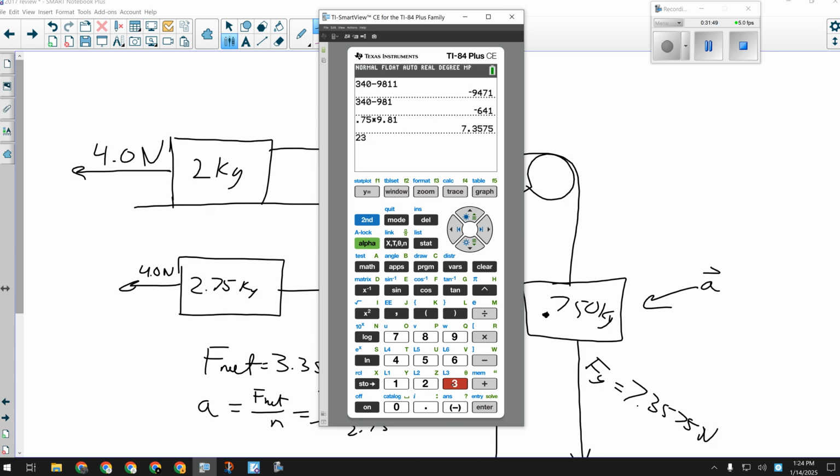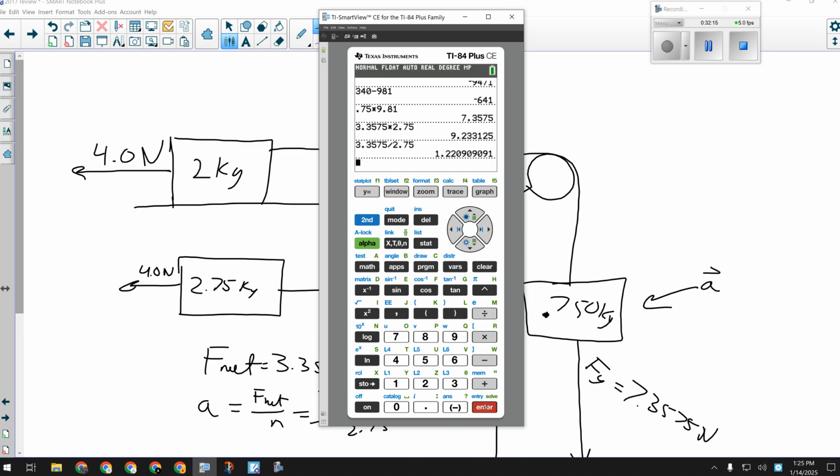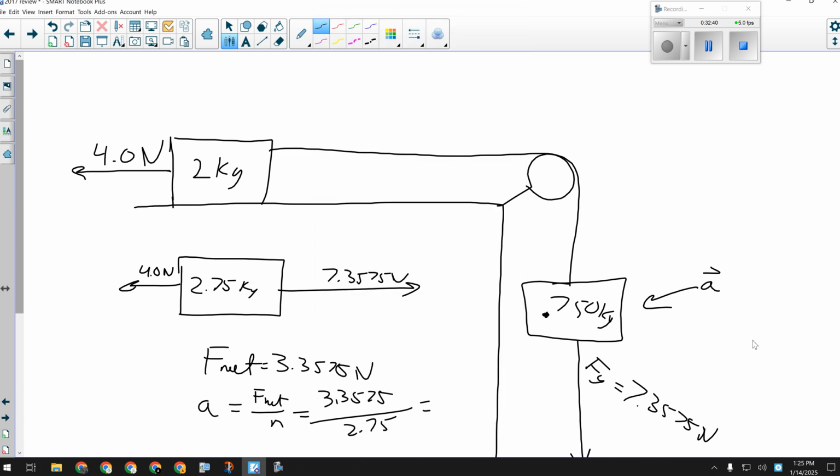So 3.3575, divided by 2.75. Not times, divided by. All right, 1.22 meters per second squared. Down, because I am asking about the mass that is falling. All right, everybody okay with that? Okay, so it's important to know the rules of systems, important to know the rules of inclined planes. They could be questions that show up there, maybe even in combination, but it doesn't change what you do.